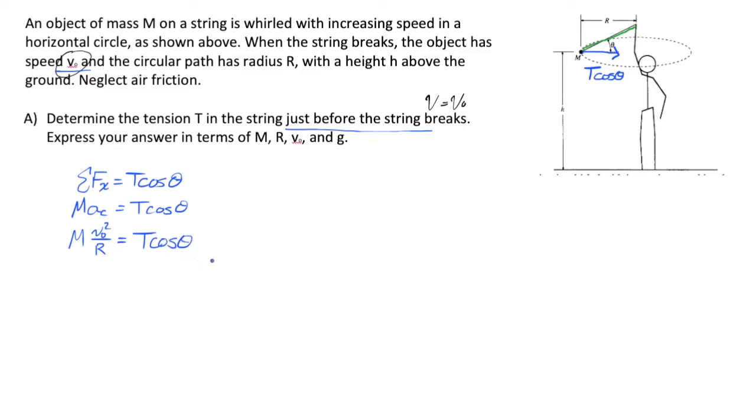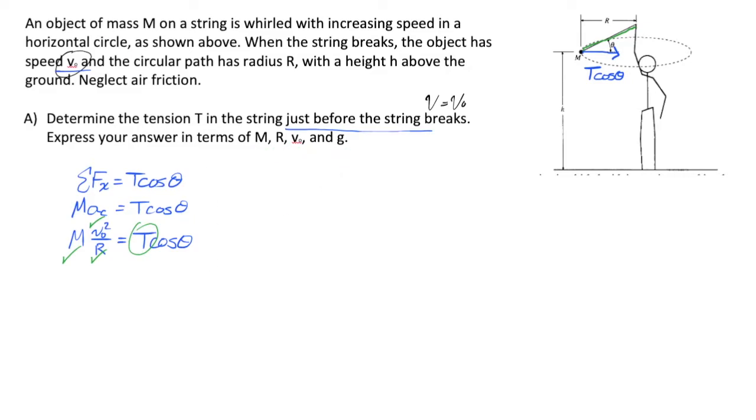At this point, it kind of seems like this was pretty easy. I just need to solve for the tension, right? But wait a minute. You know the mass, you know the velocity, you know the radius, and you're looking for the tension, but you don't know theta. So I could divide both sides by cosine of theta, but I wouldn't be answering the question the way they posed it. They explicitly said to express my answer in terms of m, r, v0, and g only.